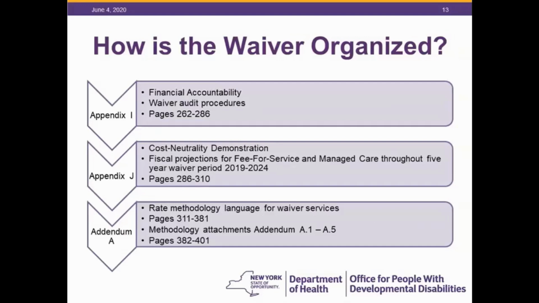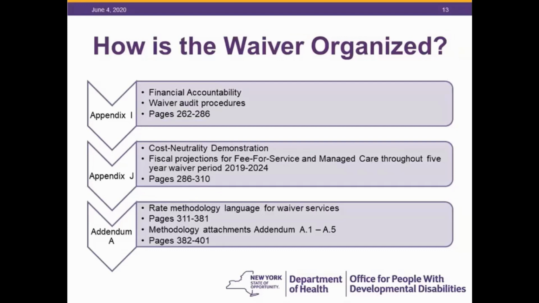Appendix I is financial accountability and waiver audit procedures. That can be found on pages 262 through 286. Appendix J covers our cost neutrality demonstration and fiscal year projections. Again, remember it's a 5-year waiver period, so Appendix J breaks down those projections for each year. That's found on pages 286 through 310.